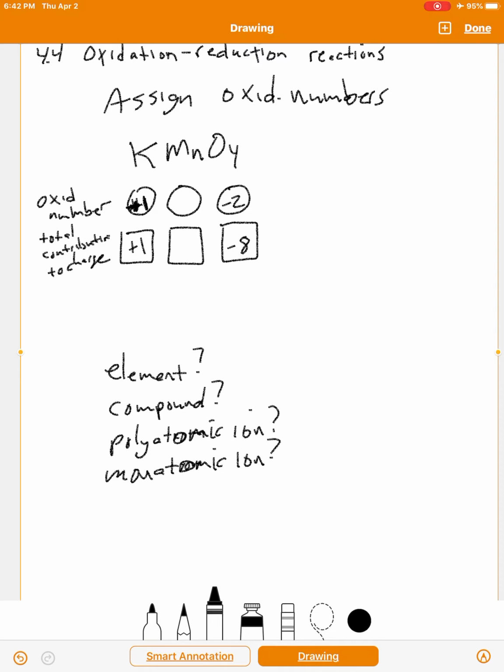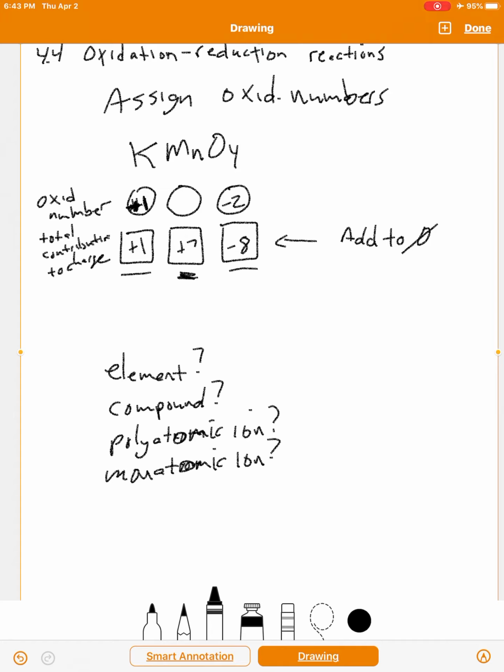Then you say, hey, it's a compound. If it's a compound, all the oxidation numbers have to add up to 0. So what does the manganese charge have to be for these 3 down at the bottom to add up to 0? Well, think about it. This one's +1 and this one's -8. What's this one got to be? It's got to be +7. +1 and +7 is +8. +8 and -8 adds up to 0.